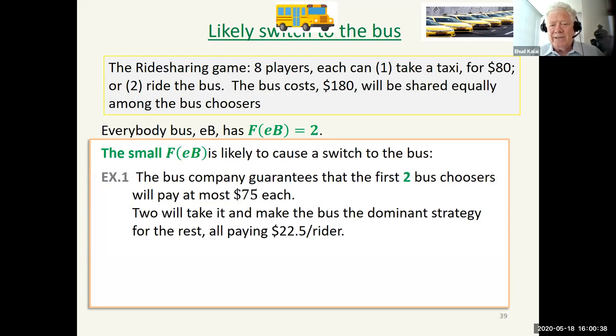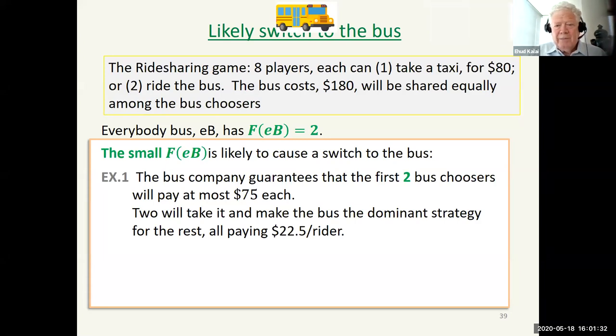Why? The bus company, for example, could say, the first 2 people who choose the bus, we guarantee will not be charged more than $75 each. So now it's less than the taxi, which is 80. So Sylvain and I look at each other and say, oh, let's go on the bus. We won't pay more than 75. But once the 2 of us are on the bus, then everybody wants to join the bus because now it's a dominant strategy for everybody. And everybody will be on the bus and the cost will be $22.50 per rider. The bus company didn't have to put out any money. Everybody saved money. But this switch took place because it was easy, because all you needed to recruit is one other player. If you needed to recruit 7 other players, that may not be so easy.